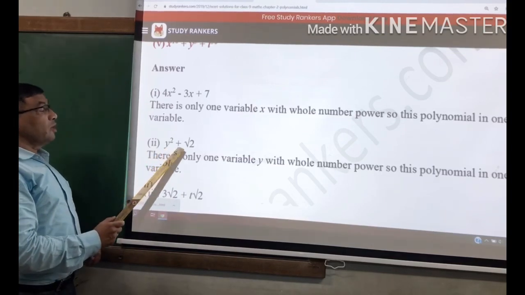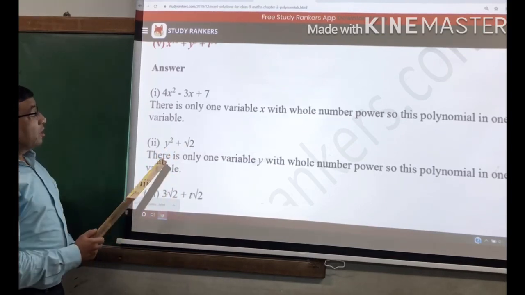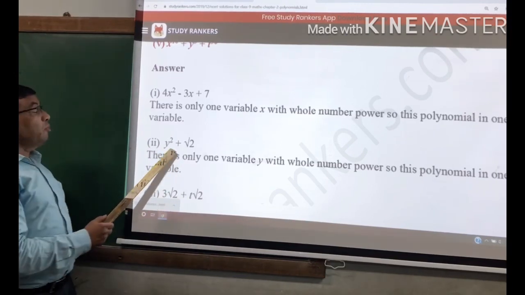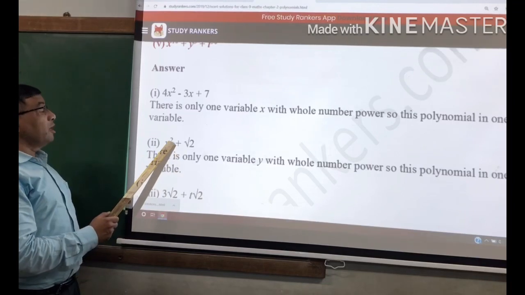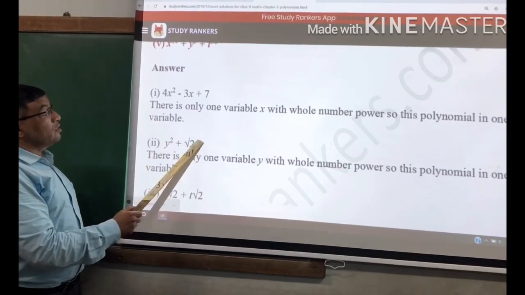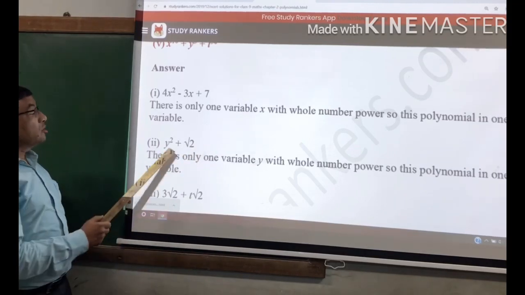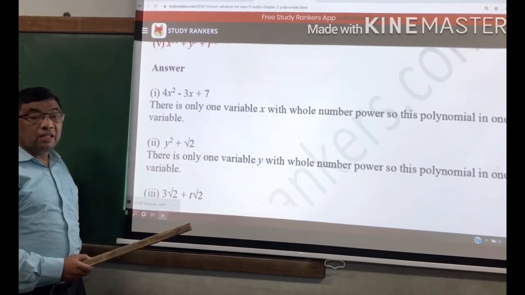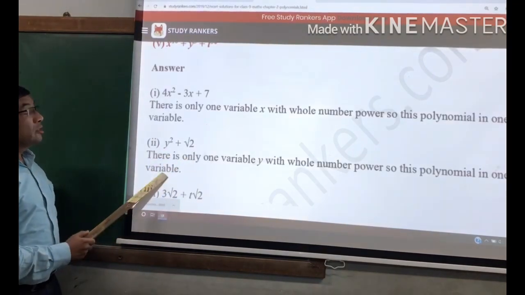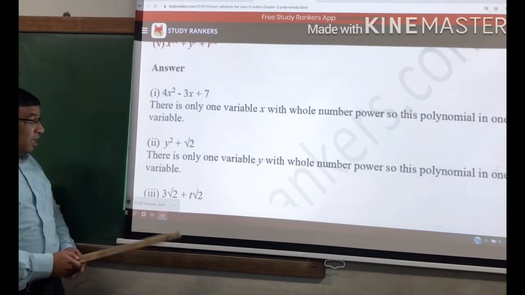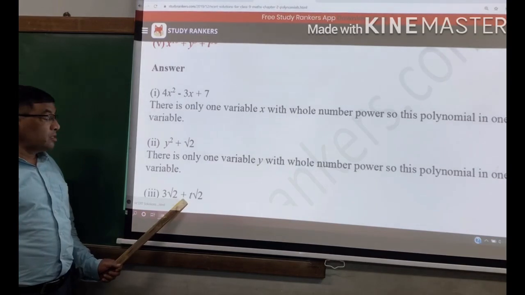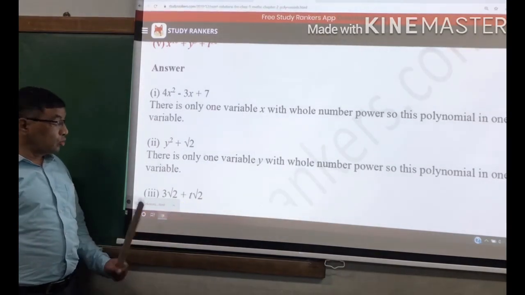Second one is y square plus root 2. Now once again we have to check what the powers of the variable are. Here the variable is y. So here y raised to 2 power is there. Here y raised to 0 power is there. So the powers are once again whole numbers, and so this one is also a polynomial. We see the next one, which is 3 root 2 plus t root 2.